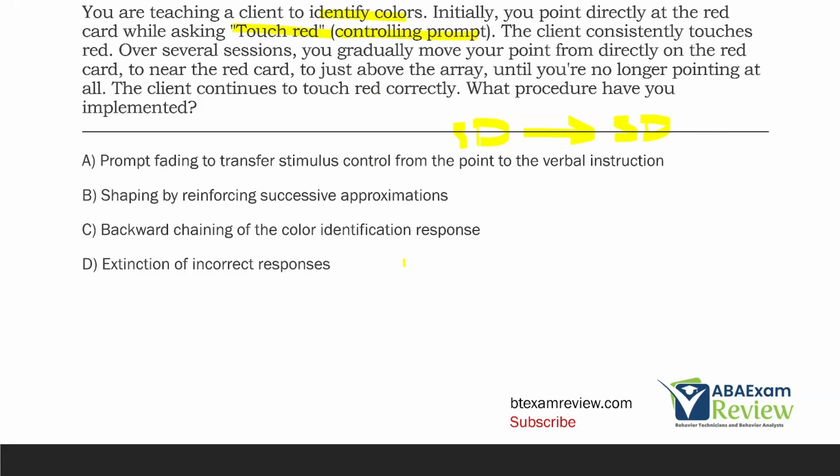C. Backward chaining of the color identification response. Are we using backward chaining? Well, it's unclear. We just know we're using a prompting procedure and we're fading out that prompt. D. The extinction of incorrect responses. Again, we may be using extinction, but you've got to go by what information you're given in the question, and the question does not specify if that is the case. So the procedure you've implemented is A. Prompt fading to transfer stimulus control from the point to the verbal instruction.